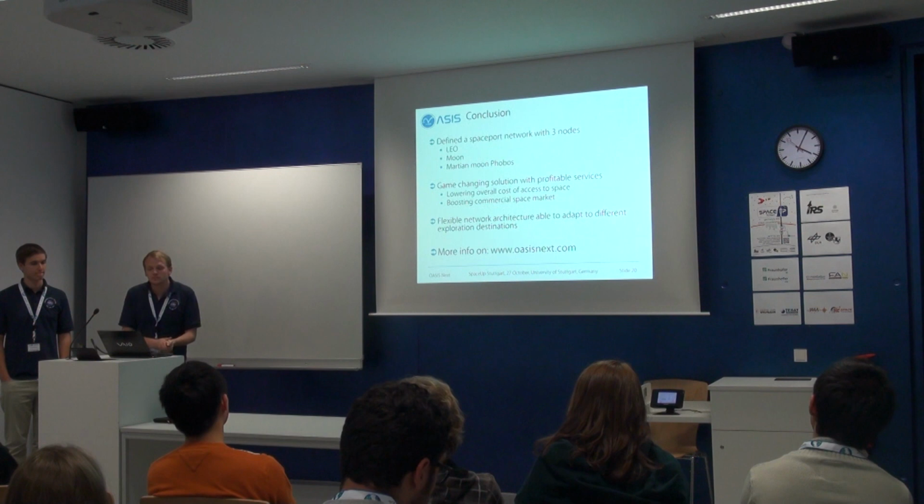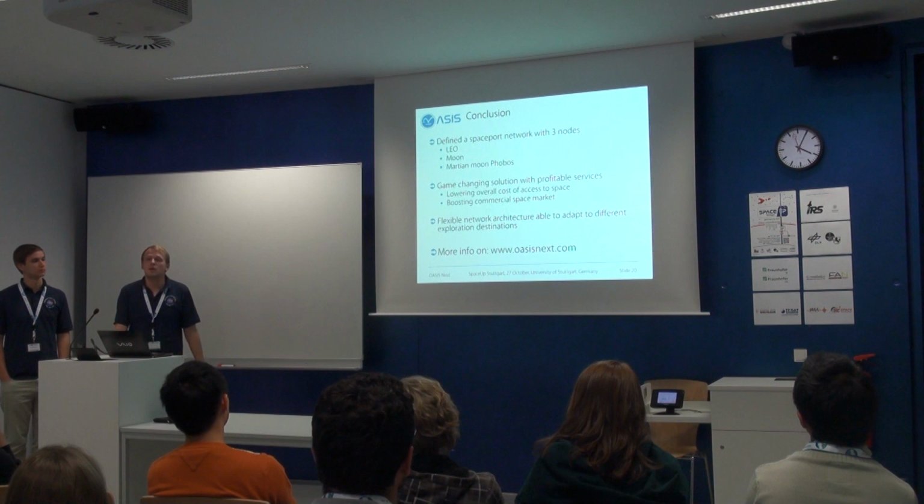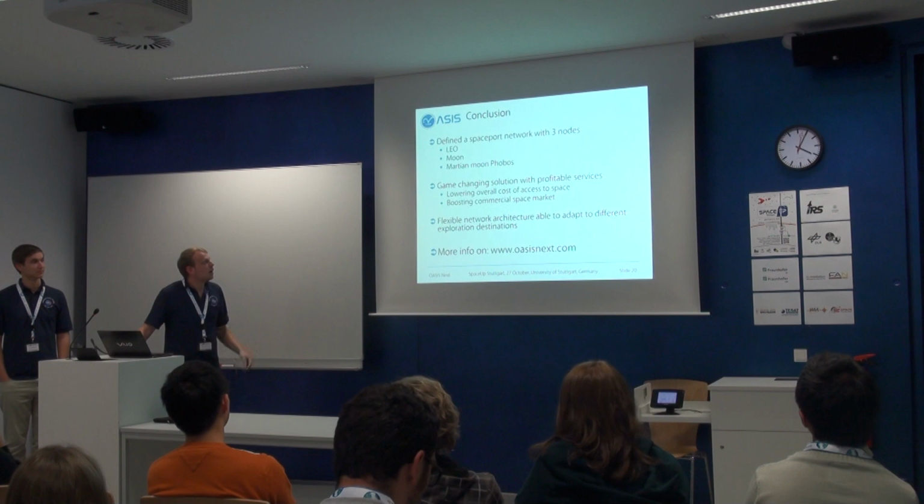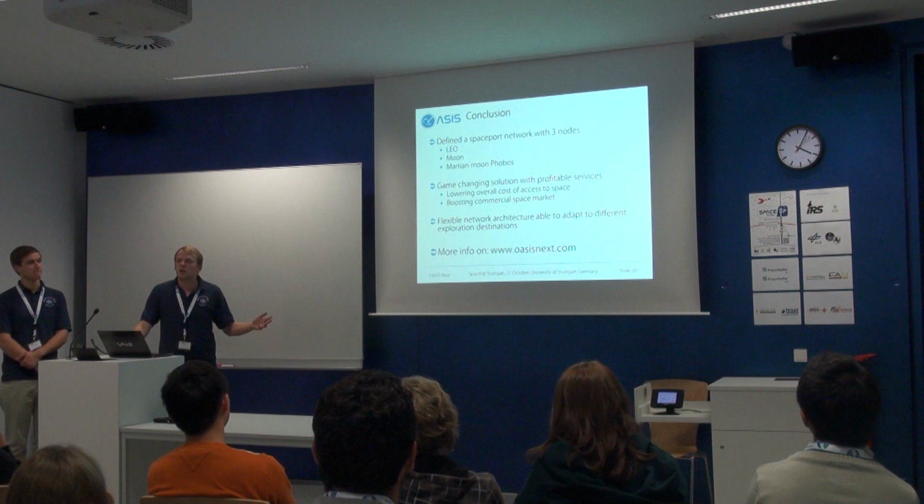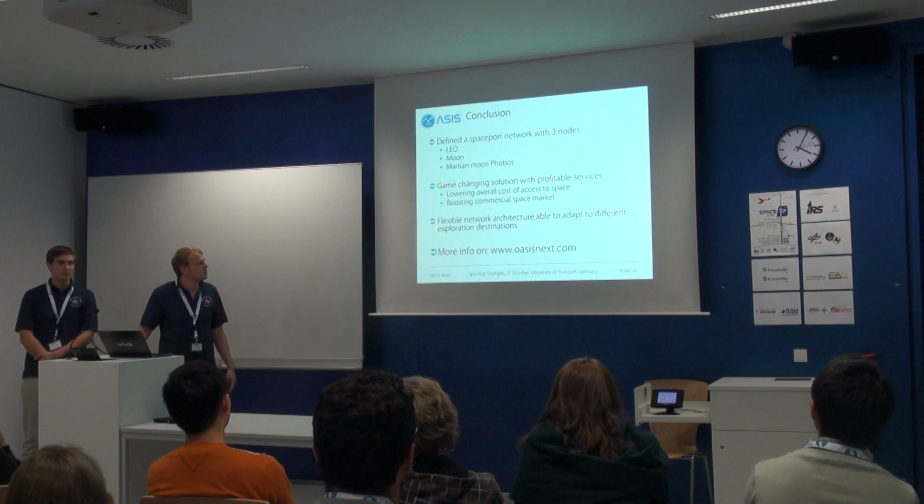So just to conclude, the products of this project were defining the optimised network over this 40-50 year time span to provide these services, at the three nodes: LEO, the Moon, and the Martian moon Phobos, and then show how this can lower the overall cost of access to space, as well as boosting commercial markets.